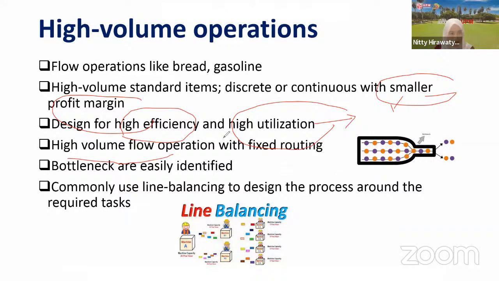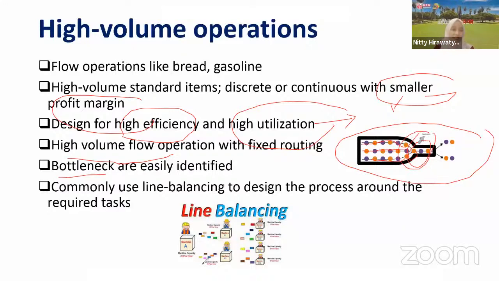And for the high volume operation, the bottleneck are easily identified. So this diagram is to show us the bottleneck. So here is the bottleneck where every flow, every chain will go to this one exit. So we can identify based on the high volume operation, our bottleneck can be easily identified here.